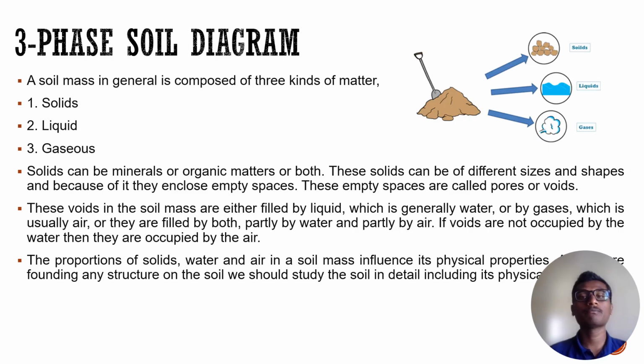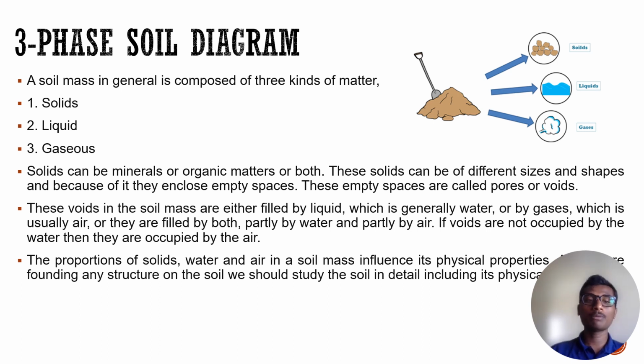Three-phase soil diagram. In a three-phase diagram there are generally three kinds of components: solids, liquid, and gases or air. The solids can be minerals or organic matter or both. Those solids can be of different sizes and shapes, and because of this they enclose empty spaces, which are called pores or voids. Those voids in soil masses are either filled by liquid, which is generally water, or by soil gases, which is usually air, or they are filled by both, partly by water and partly by air.